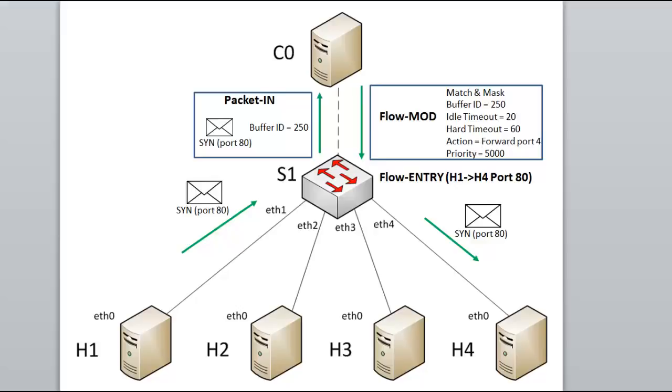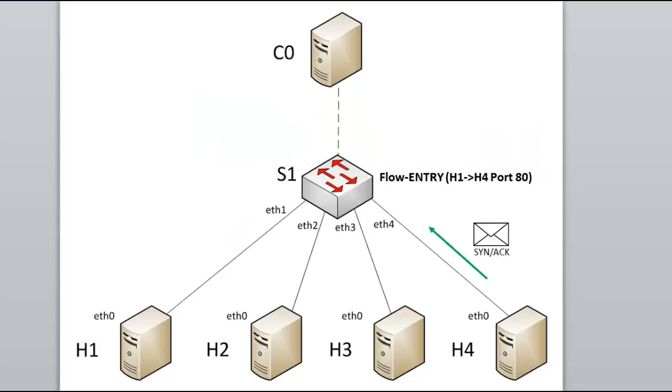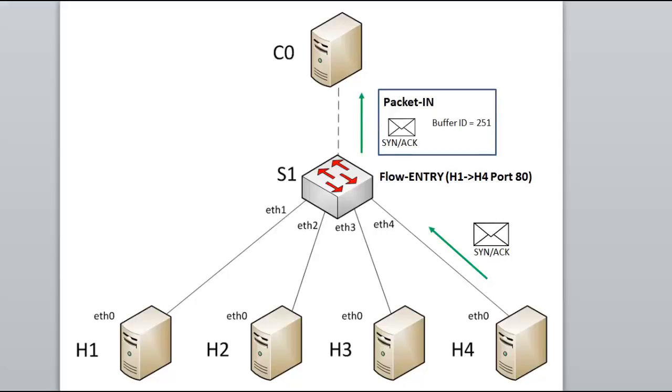So here's a good chance to review up to this point. H4 replies to the TCP SYN with a SYN ACK. The SYN ACK arrives at the switch. The switch S1 has no specific flow entry matching this packet in any of its flow tables. It still has a flow entry for the SYN packet from H1 to H4, but not for this SYN ACK reply. Again, this is a table miss, and a table miss flow entry will normally instruct the switch to send this packet to the controller. So S1 encapsulates the reply into a packet in message and sends it to the controller. This might be the entire packet inside an OpenFlow packet in message, or it might be just some headers from the packet along with the buffer ID reference number, in this case 251.